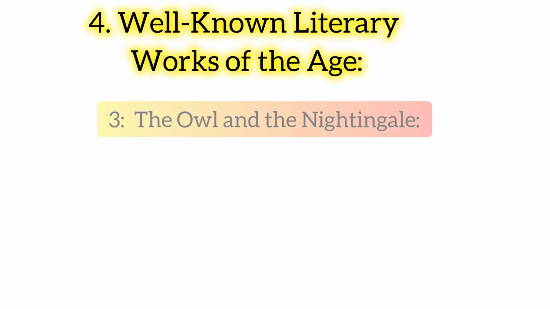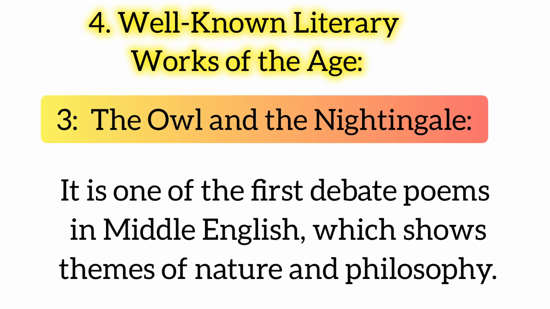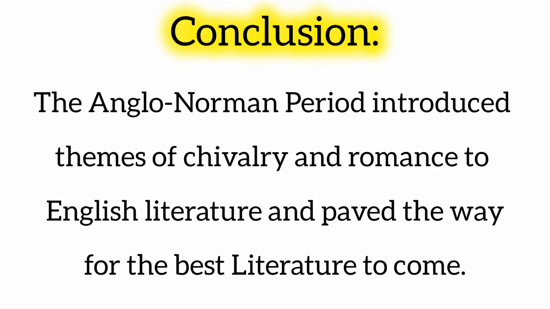The next important work is The Owl and the Nightingale. It is one of the first debate poems in Middle English, which shows themes of nature and philosophy. So to conclude, we can say that the Anglo-Norman period introduced themes of chivalry and romance to English literature and paved the way for the best literature to come.